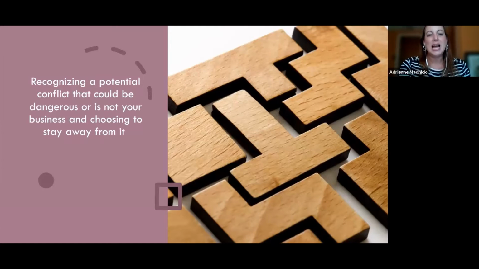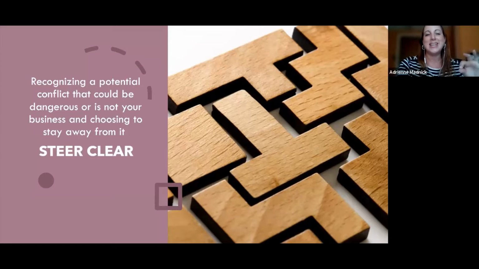All right. Recognizing a potential conflict that could be dangerous or is none of your business and you choose to stay away from it. We call this a steer clear. Just being like, nope, not going near that, not going to touch it, I'm going to go this way instead of this way. Or I'm not going to go to that party because I don't know if there's going to be drugs or alcohol or something more dangerous there. I'm going to steer clear. I'm going to stay away from that. It works in many kinds of situations. Steer clear. Everybody wrote that down.